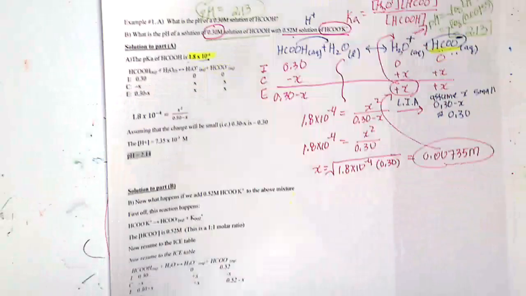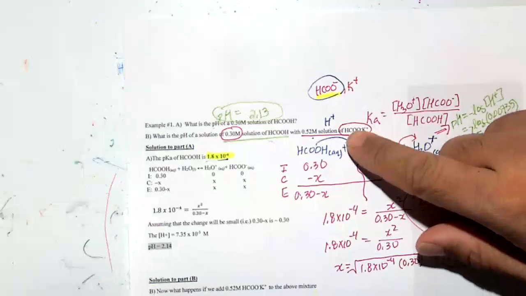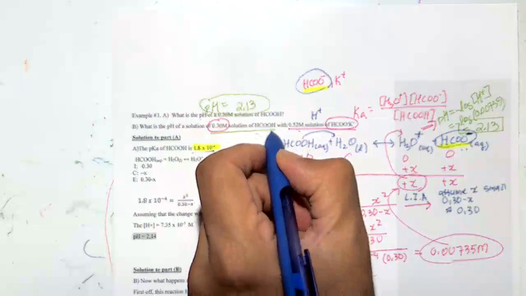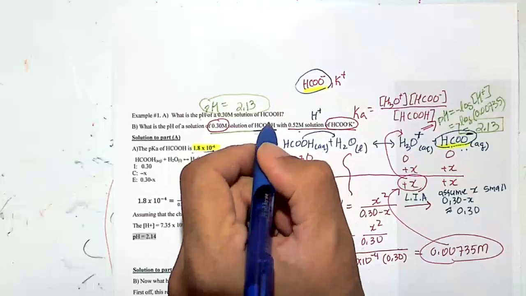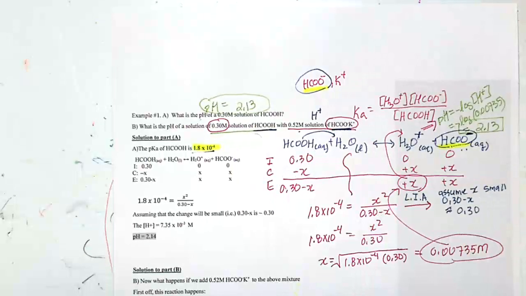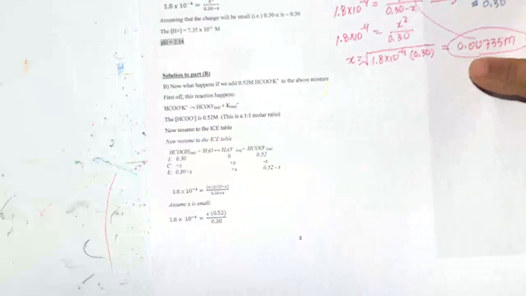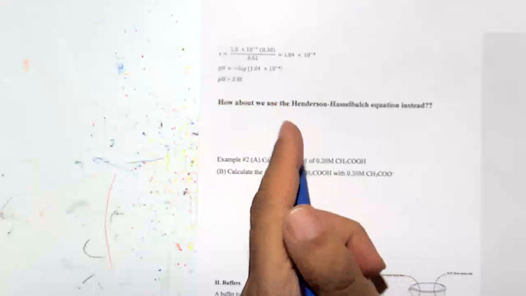So what we can do is another ICE table in part B with our 0.52 molar and 0.30 molar, but what do we have in our solution? We have formic acid, and what else? Formate. So we can use the Henderson-Hasselbalch equation. We also have a buffer. The buffer consists of formic acid and formate. So instead of doing an ICE table here, let's use this equation.